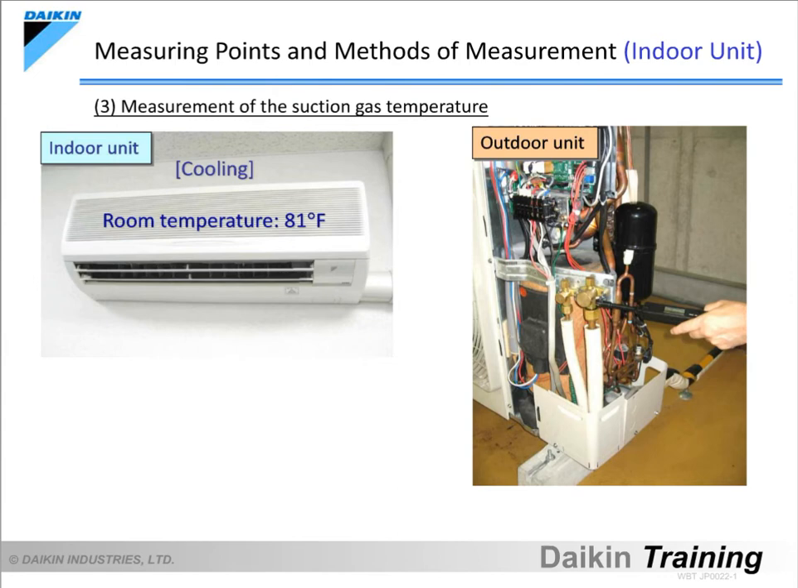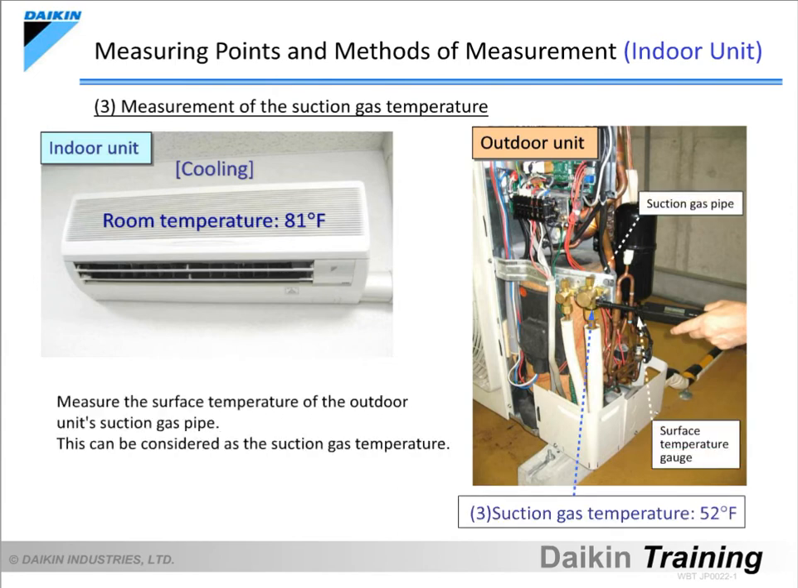Let's now measure the suction gas temperature. Measure the surface temperature of the outdoor unit's suction gas pipe, which can be considered as the suction gas temperature. The suction gas temperature is 52 degrees Fahrenheit.